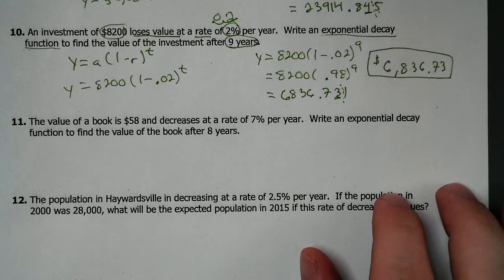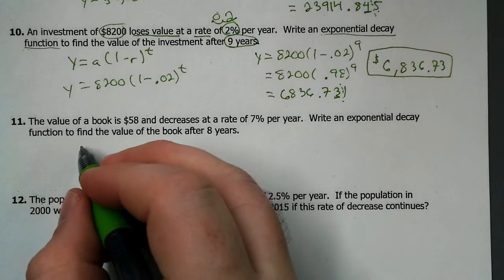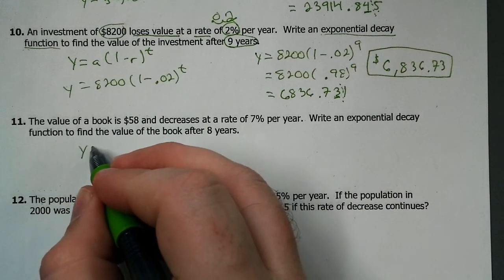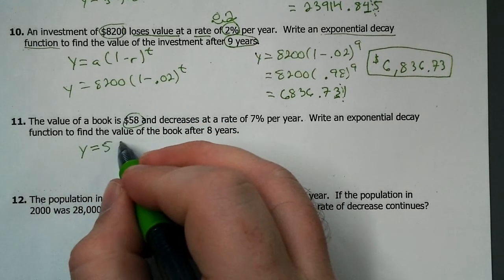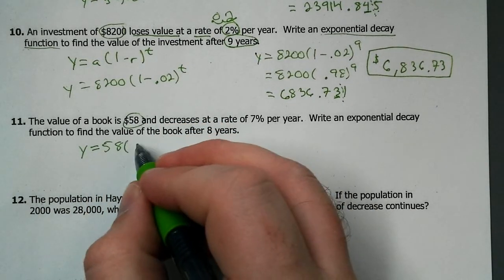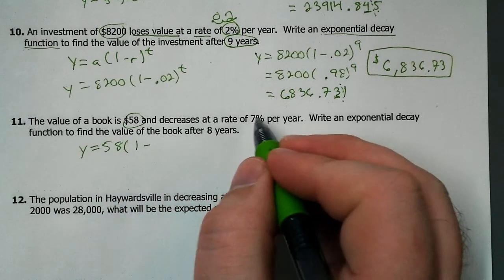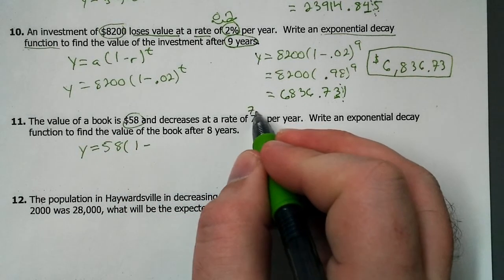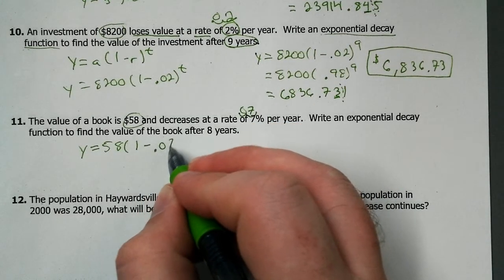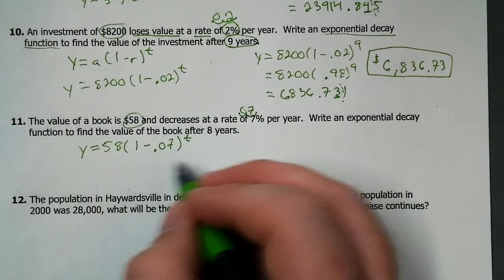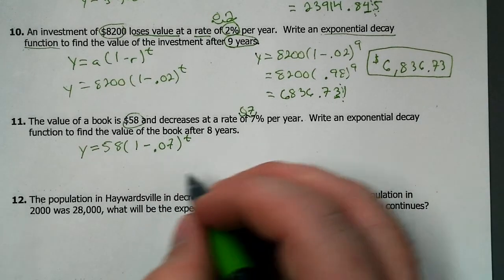Okay, hopefully you've already worked these. This is what I got. So when I started plugging in, I got y equals 58, because that was the original cost of the book, times 1 minus, and 7% when I change it into a decimal, it's 0.07 to the t. So there's my equation, and now I'm just going to plug in 8 for the years.